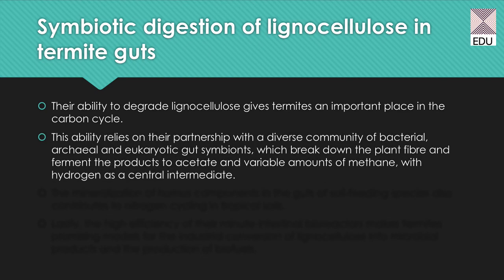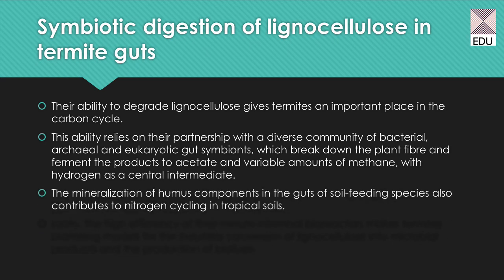Now this ability relies on their partnership with a diverse community of bacterial, archaeal and eukaryotic gut symbionts, which include the flagellates, which break down the plant fiber and ferment the products to acetate and variable amounts of methane. So that was a fermentation reaction which we had discussed in ruminants. So it produced acetate and variable amounts of methane, with hydrogen as a central intermediate. So that was the basic fermentation reaction.